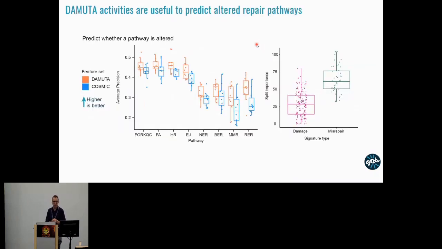She looked more broadly, asking whether or not you could then use this model or this representation as a better way of highlighting what DNA damage processes are being affected in tumors. And she found that a feature set derived from Demuda, which was a feature set of 24 elements, was much better at predicting which pathway was altered than a feature set derived from 75 cosmic signatures. And in particular, the most important features for predicting which repair pathway was impacted by a loss of function mutation in the cancer were the misrepair features, not the damage features.